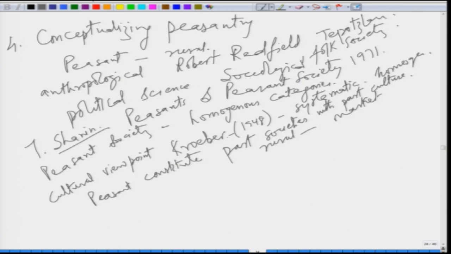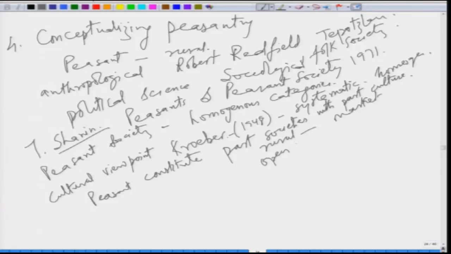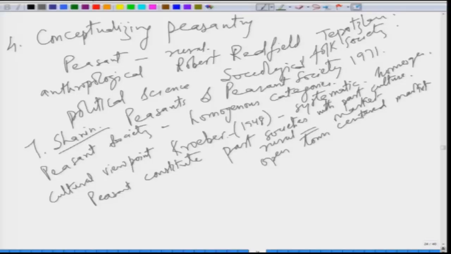And in that way, they are basically located in both domains. We have partly location in the rural society, and also we see that they are located in the open segment of what we say the town centered market. So, this is how we see the understanding of the peasant as has been discussed by Kroeber. Then another name which deserves attention with regard to the understanding of peasant is the contribution of Raymond Firth.